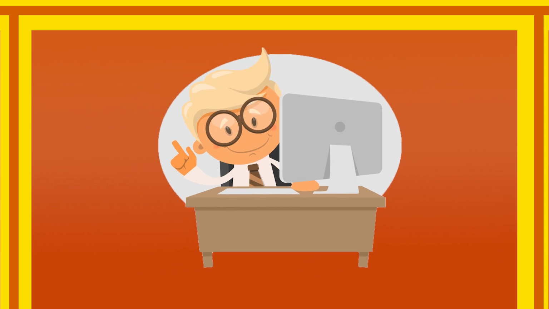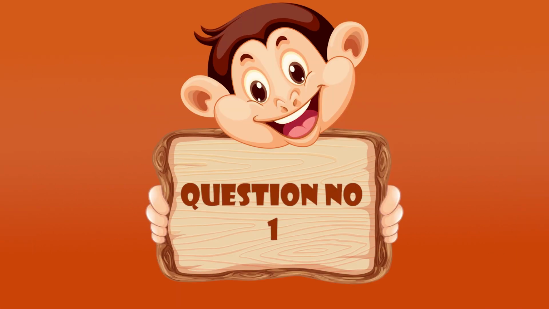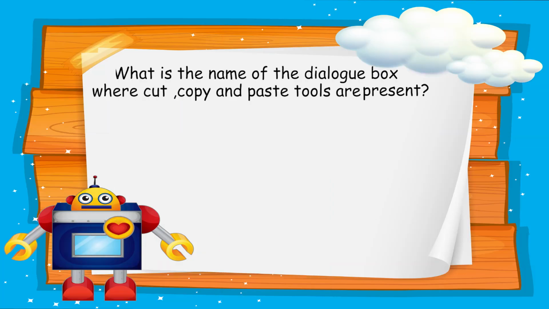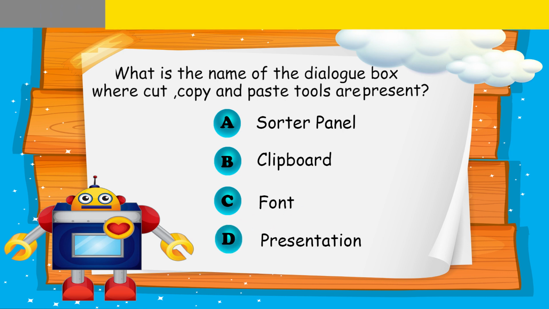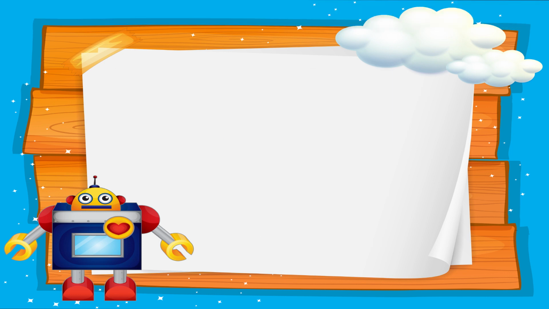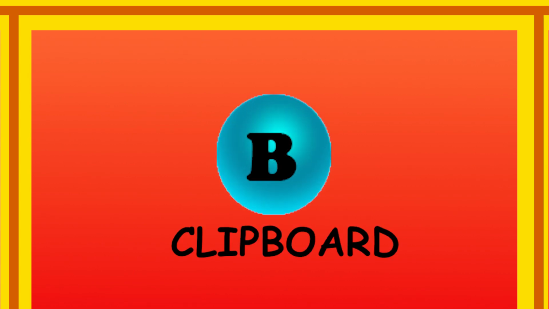Now I have added some quizzes. Let's check what you have learned today. Question number 1. What is the name of the dialog box where cut, copy, paste tools are present? A. Sweater panel. B. Clipboard. C. Font. D. Presentation. If you guessed B, then you are correct.